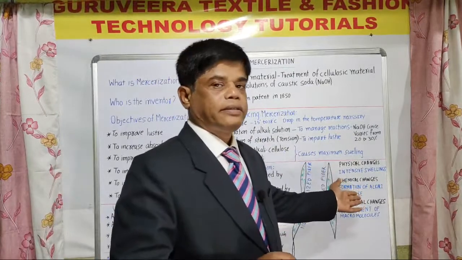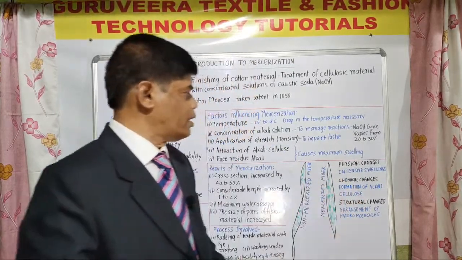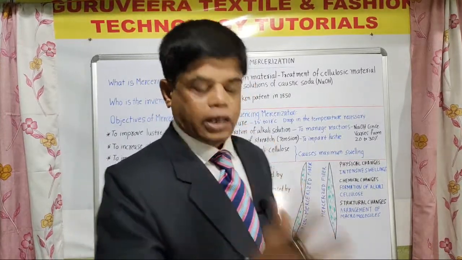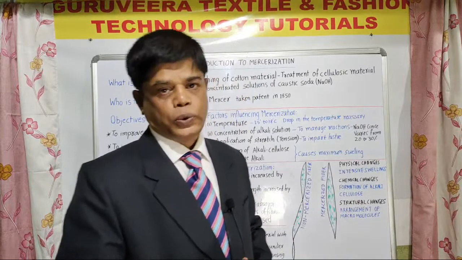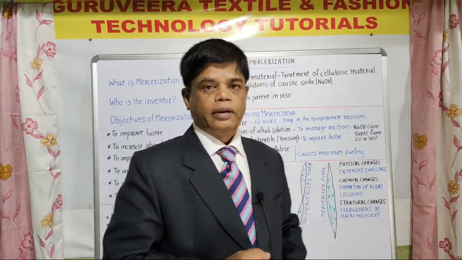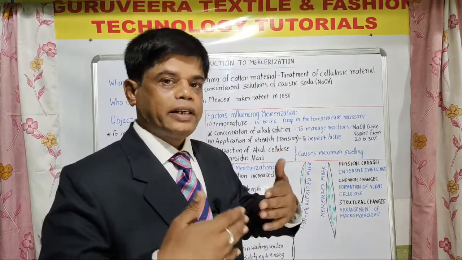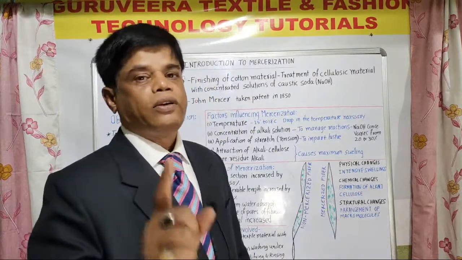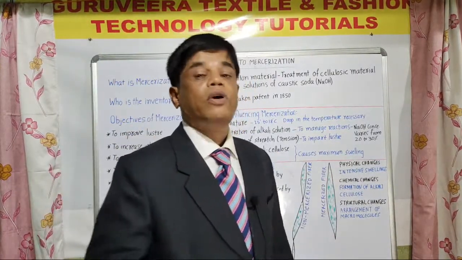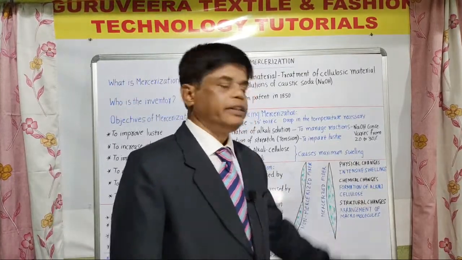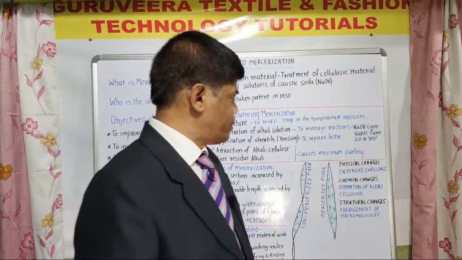Chemical changes take place: formation of alkali cellulose. When the caustic soda reacts with the cellulosic macromolecules inside the morphology of the cotton fiber, the chemical present in this mercerized fiber is alkali cellulose, not only normal cellulose. That is the formation of alkali cellulose, the chemical change. Then one more change will happen, that is structural changes.